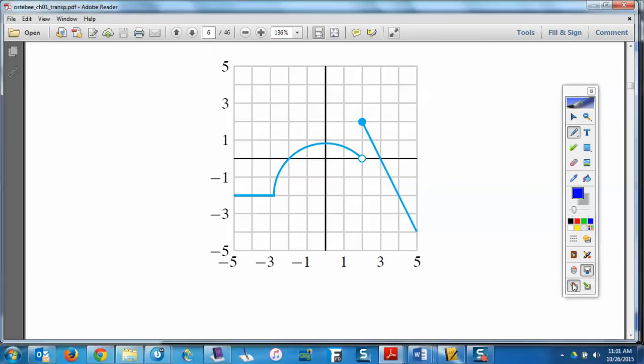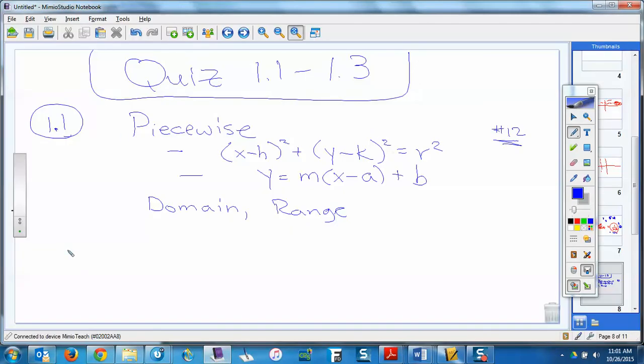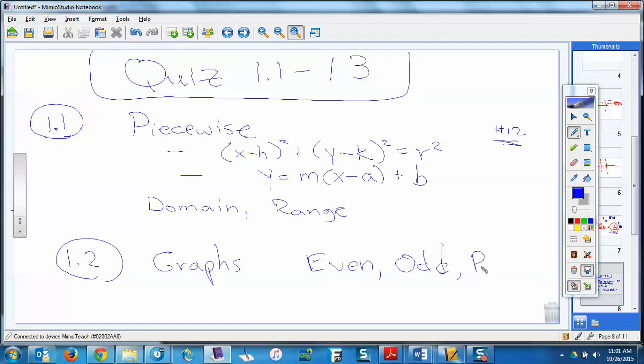Okay, so be able to do domain and range, piecewise, that kind of stuff, but also the domain and range that we did on our calculator. So that was basically 1.1. Okay, 1.2 is where we really focused on graphs, and that's when we hit even and odd and periodic. So really looking over those things.